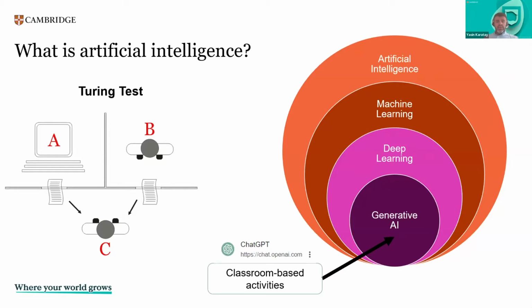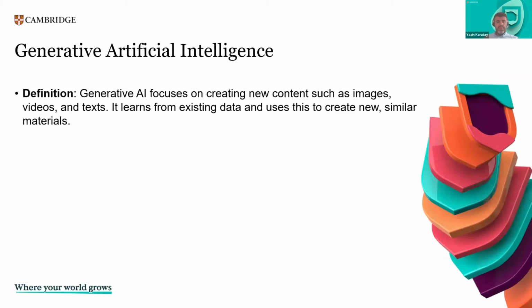So this type of AI is what we use to create new content. It could be text, images, or even music or videos. So for us in education, this means that tools like ChatGPT, for example, can help us in creating interactive and personalized learning experiences. So we're going to be diving into this topic, and I'm going to show you how you can use these technologies in your classrooms later on.